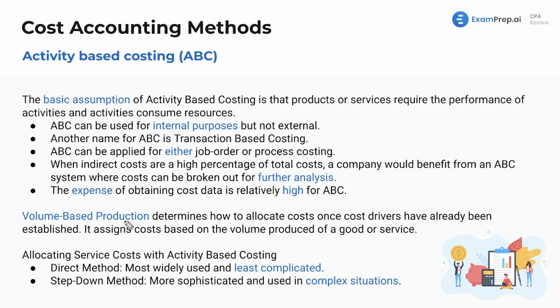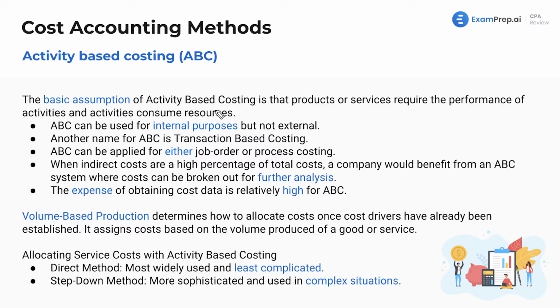Now, volume-based production, mentioned this a little bit prior. This determines how to allocate costs once cost drivers have already been established. It assigns costs based on the volume produced of a good or a service. Just know that for multiple choice questions. Lastly, allocating service costs with activity-based costing, we technically have two methods, the direct method and step-down method. Just memorize points about them.